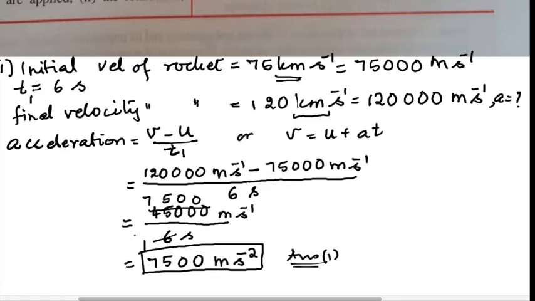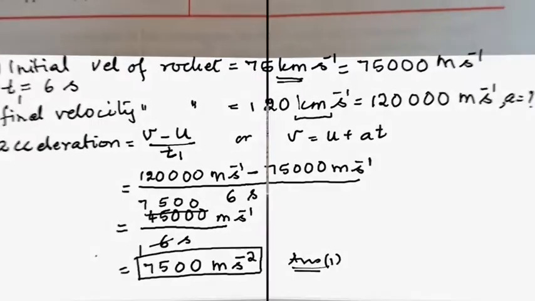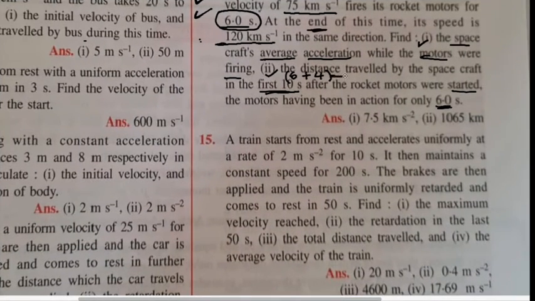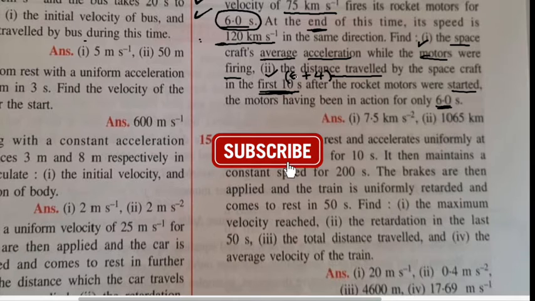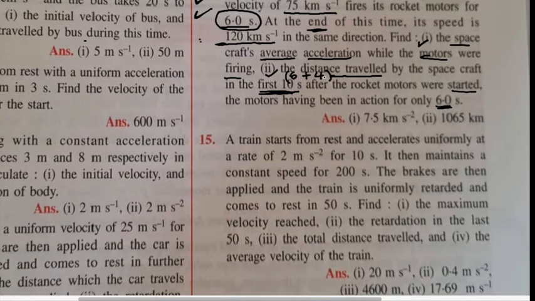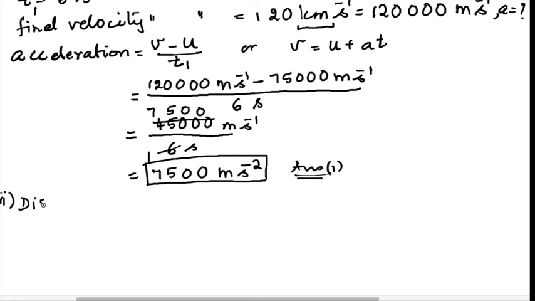Okay. Now let us come to the second part. The distance traveled by the spacecraft in first 10 seconds. Now in 6 seconds and then 4 seconds. So there are going to be 2 distances. Okay. And the rocket was fired up only for the first 6 seconds. That means 6 seconds there was acceleration. Let us look at the second part now.